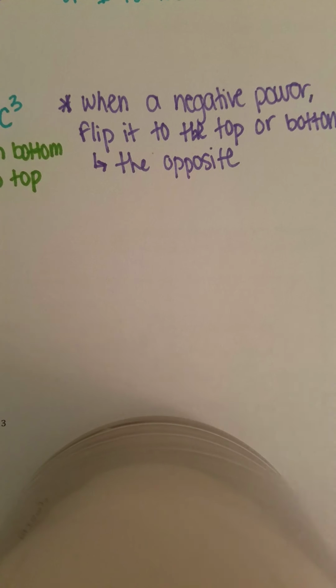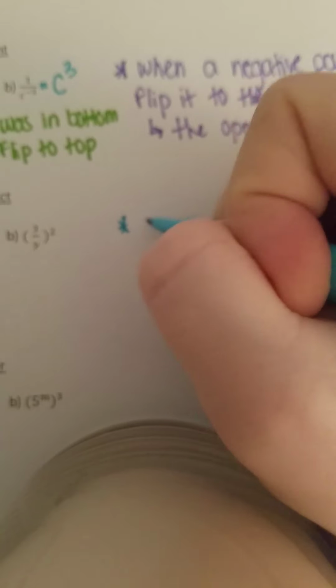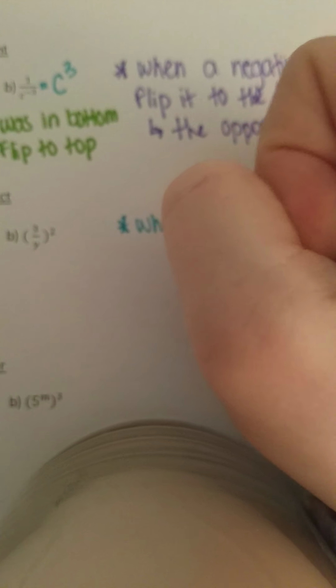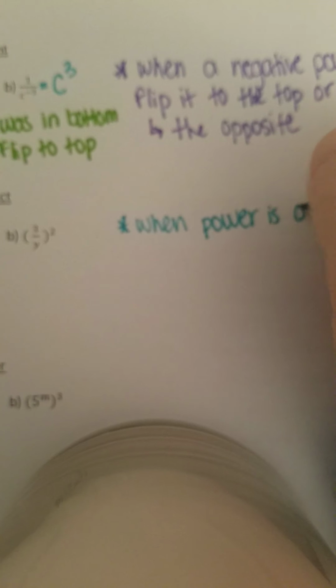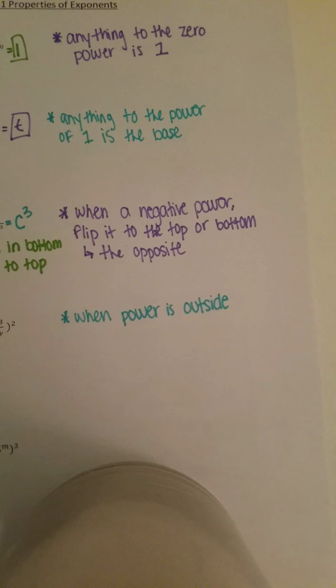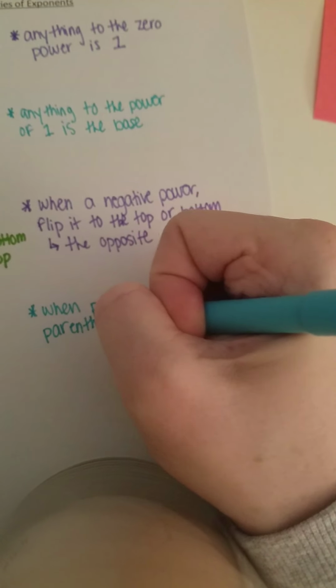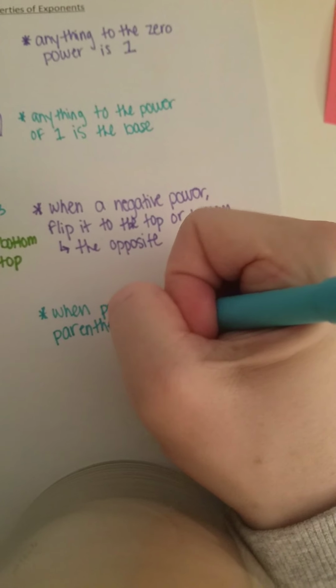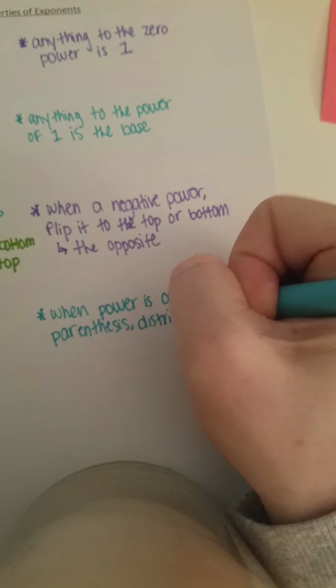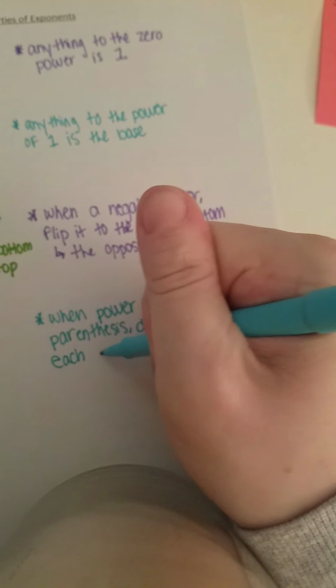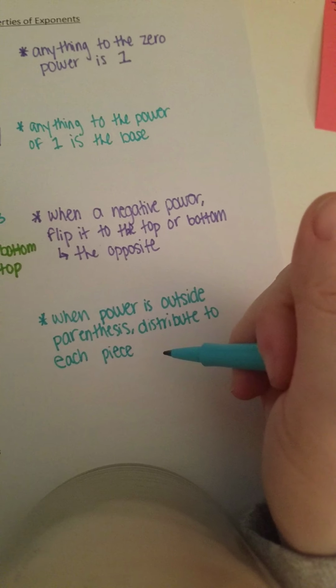So off to the side, we're going to write: when the power is outside the parentheses, distribute to each piece on the inside.